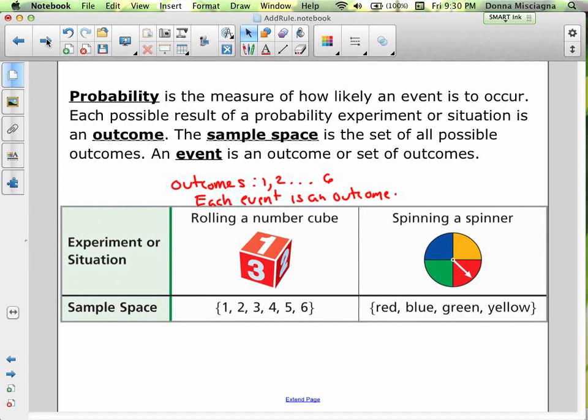If we're spinning a spinner, blue is an outcome. Green is an outcome. Yellow is an outcome. The sample space is the set of all outcomes: red, blue, green, and yellow. So outcome and event are really synonyms in a lot of ways. Sample space is just the set of all of the outcomes or all the events that could occur.